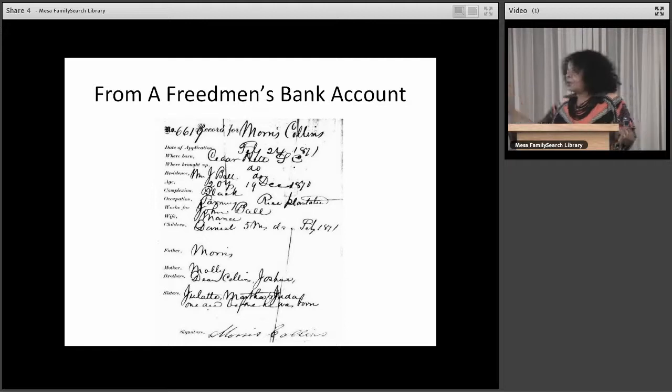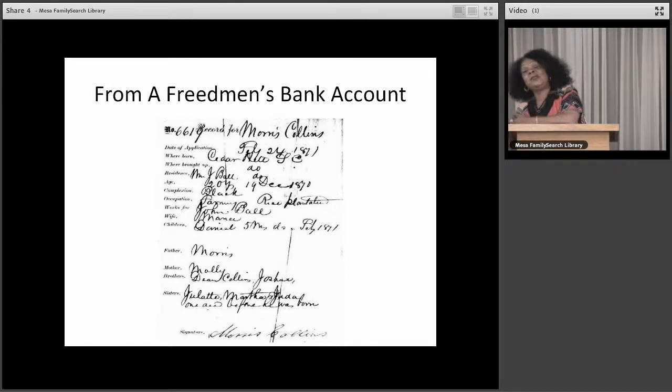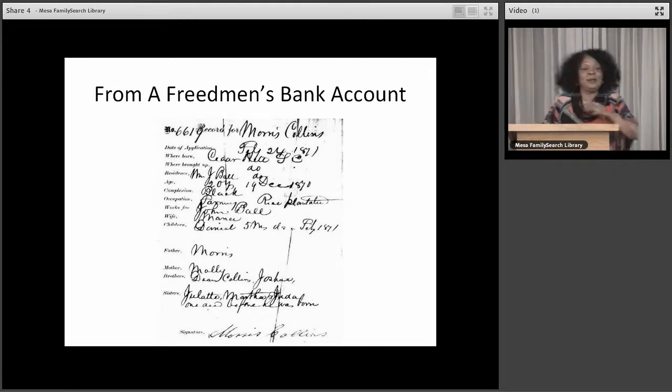From this, we were able to go and find this same family group on the 1870 census and trace this family down to their descendants today who participated at a big event that we had in Magnolia Plantation in Charleston.